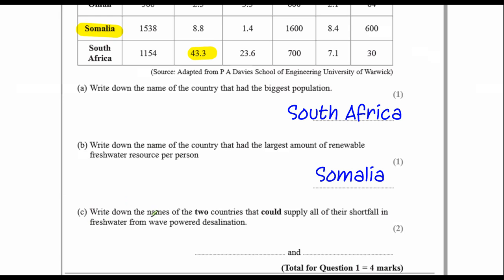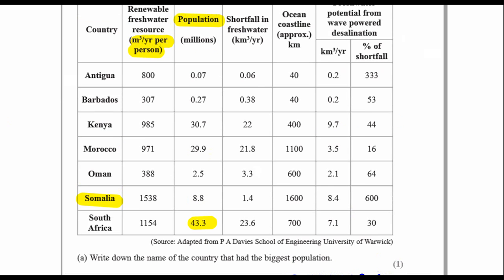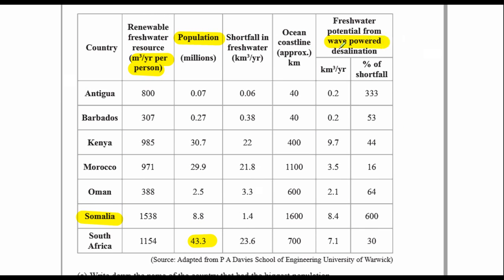Part C. Write down the 2 names of the countries that could supply all of their shortfall in fresh water from wave-powered desalination. Okay, so look for wave-powered desalination in our table, and here it is, and we're looking at if they can cover their shortfall. So if their shortfall is, say, 100%, if they've got the 100% covered, they can cover their shortfall. If they've got less than 100%, like here, they can't cover it. If they've got more, like here, they can cover it.